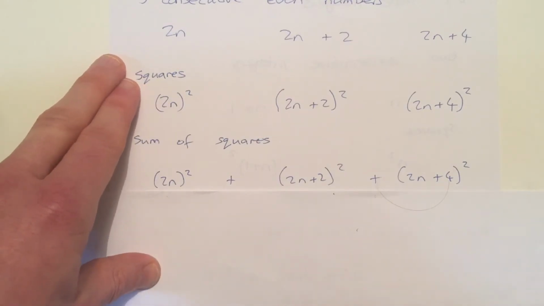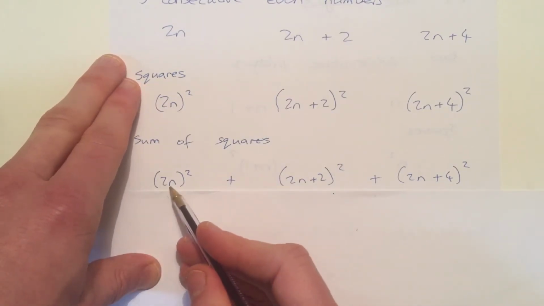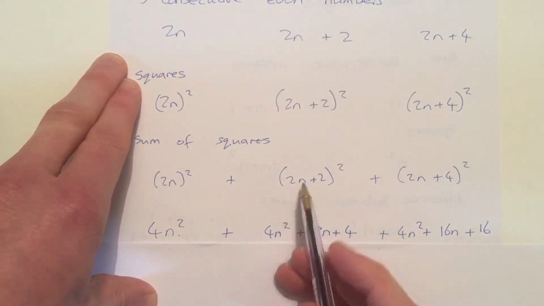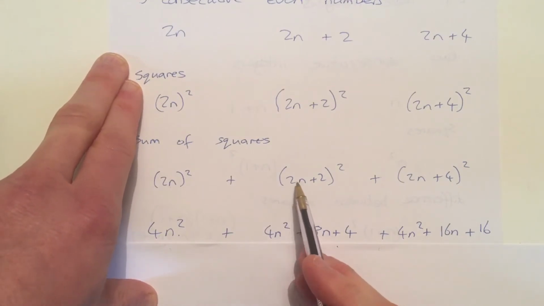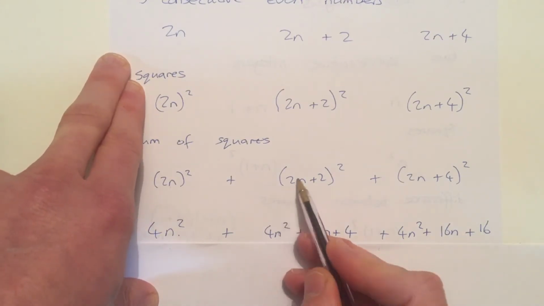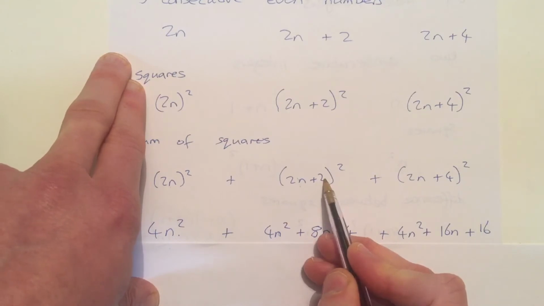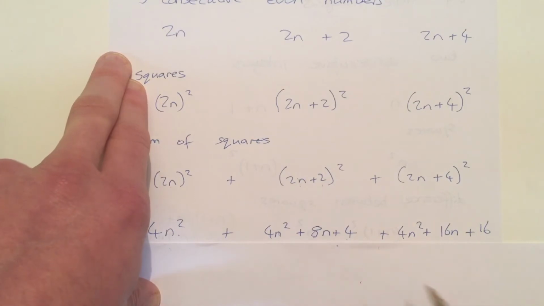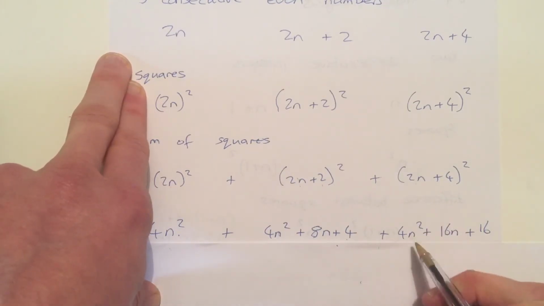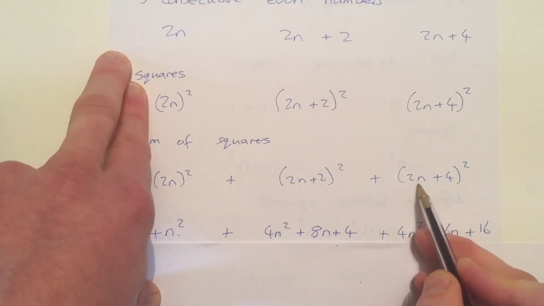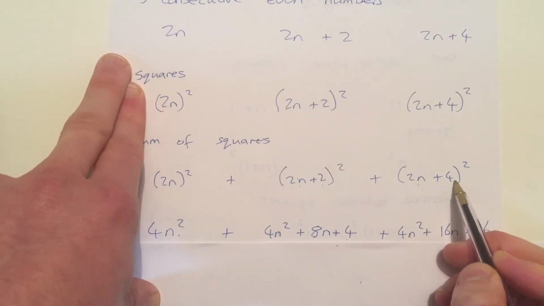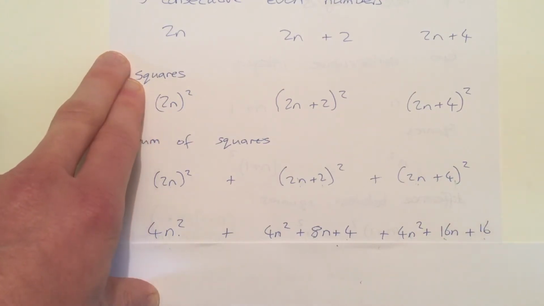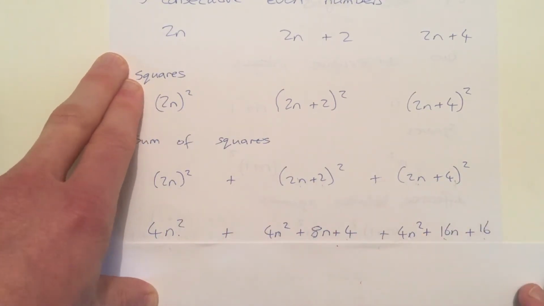Right, expanding each of these out, 2n times 2n is 4n squared. And then here, just using our shortcut, 2n times 2n is 4n squared. 2n times 2 is 4n, and then double it. 2 squared is 4. Then 2n times 2n is 4n squared. 2n times 4 is 8n, and then double it. 4 times 4 is 16. So we've expanded out those squares.